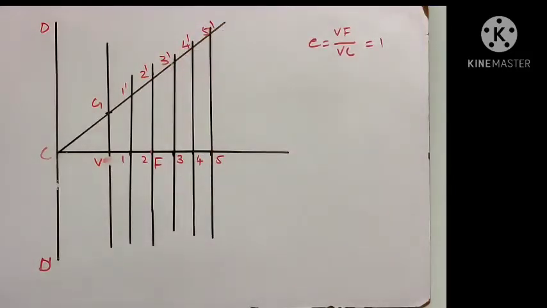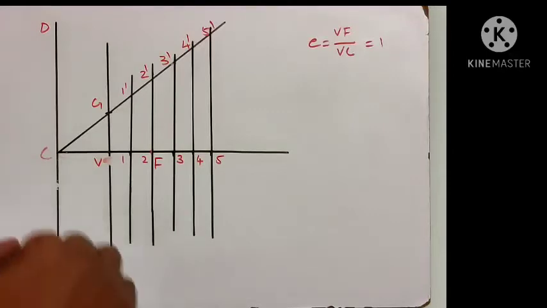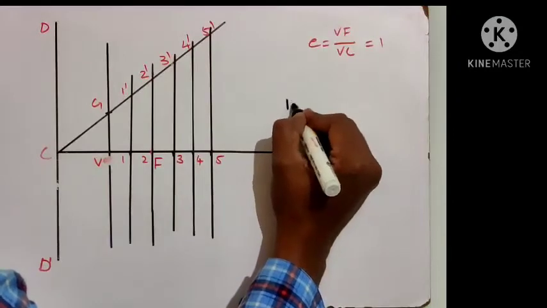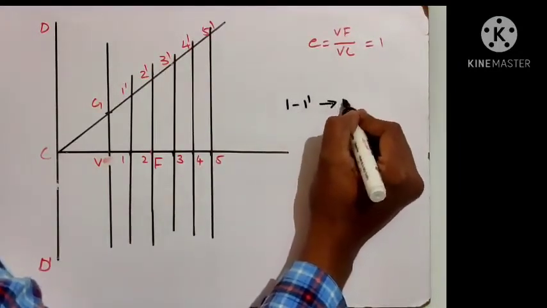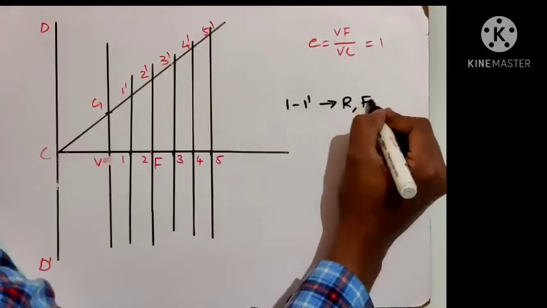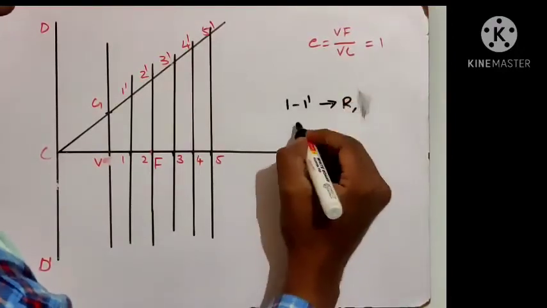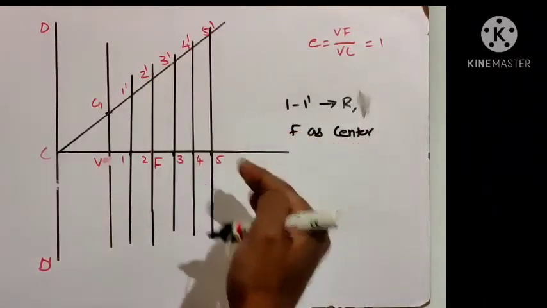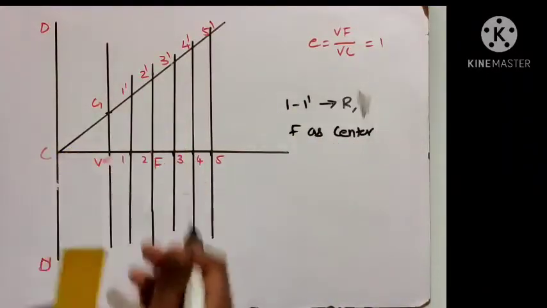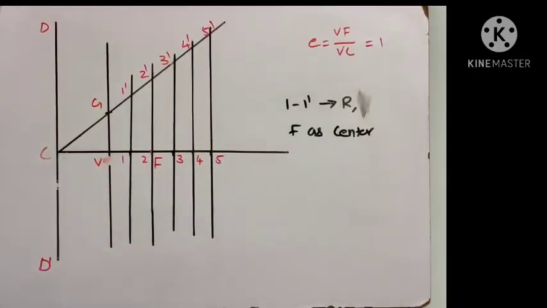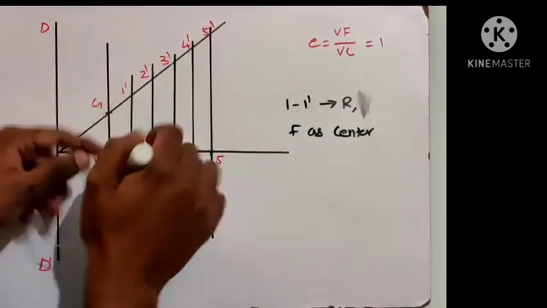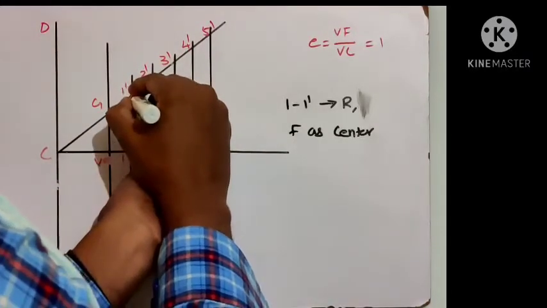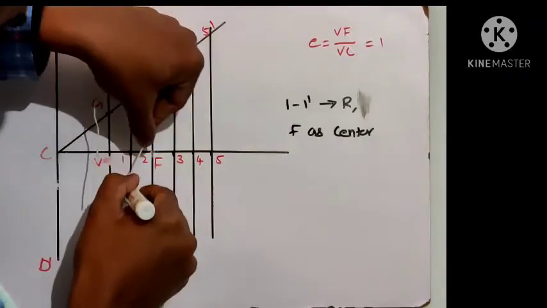The next step is to trace the path of the parabola. To do that, take the distance between 1 and 1 dash as the radius and F as the center, and mark an arc on the 1 dash line. Let me show it properly. The distance between 1 and 1 dash is the radius, so I'm taking this as the radius and F as the center. I'll mark an arc like this, on both sides.